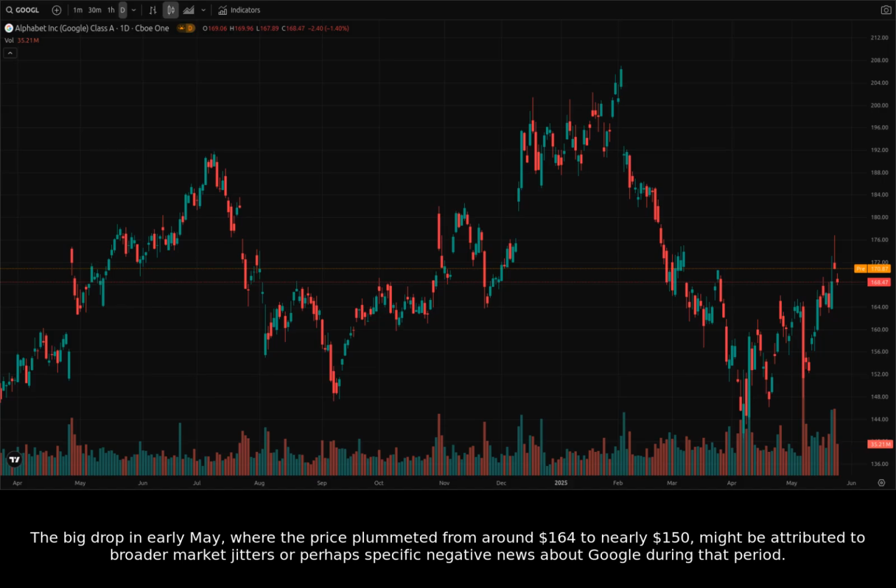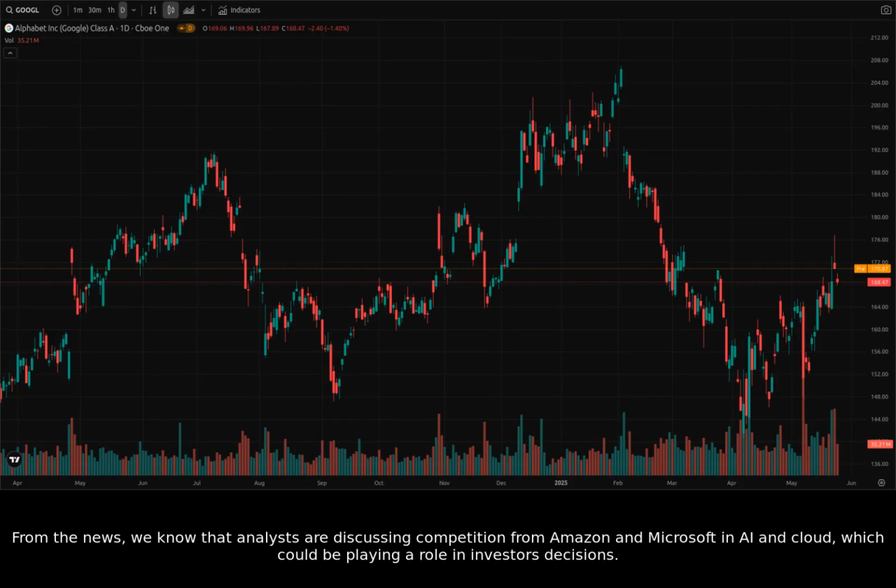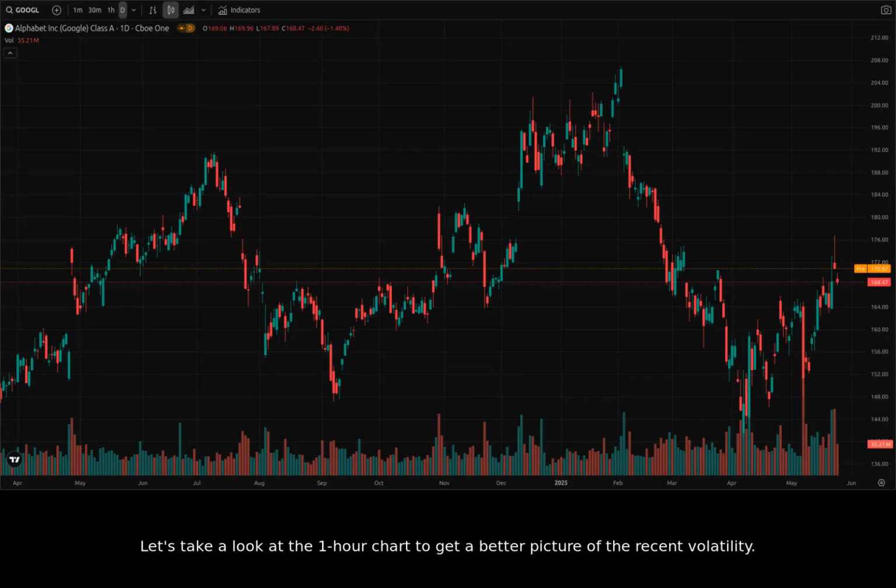The big drop in early May, where the price plummeted from around $164 to nearly $150, might be attributed to broader market jitters or perhaps specific negative news about Google during that period. From the news, we know that analysts are discussing competition from Amazon and Microsoft in AI and cloud, which could be playing a role in investors' decisions. Let's take a look at the one-hour chart to get a better picture of the recent volatility.